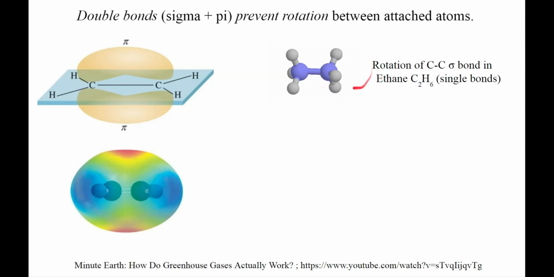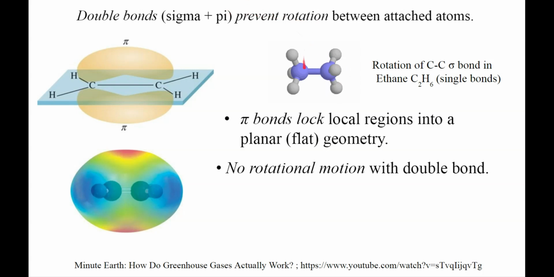Now, again, with single bonds, you have this freedom of rotation. So probably the most significant difference when you introduce a double bond is it prevents this rotation and it locks it into a specific geometry. You do not have rotational motion when there is a double bond.